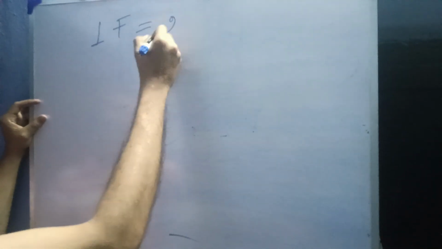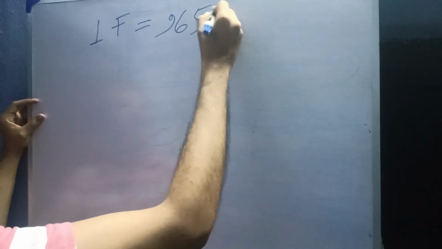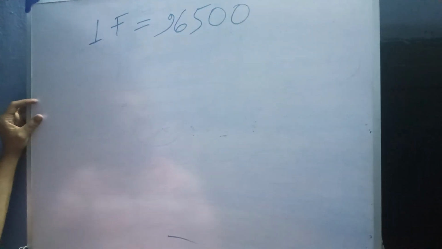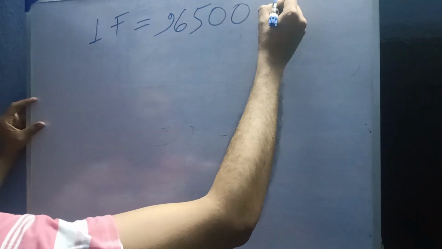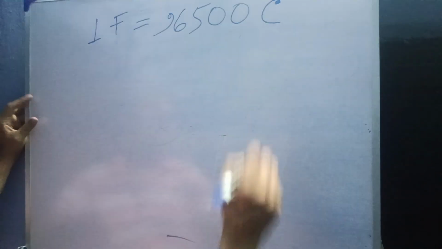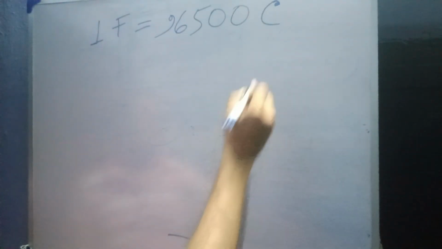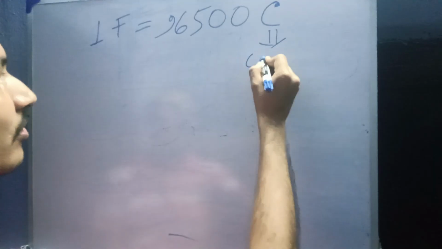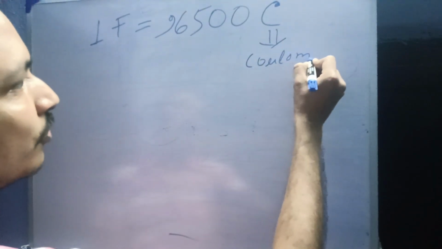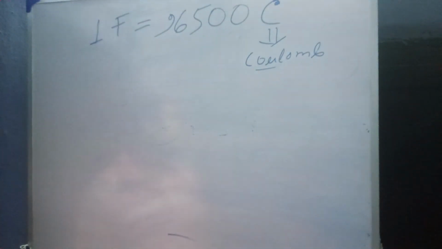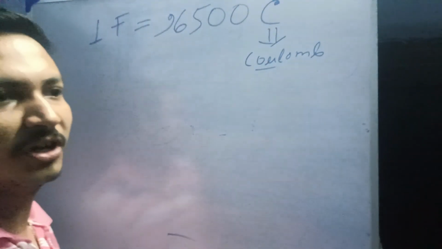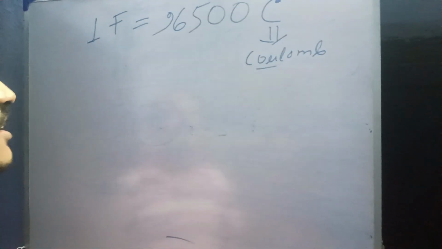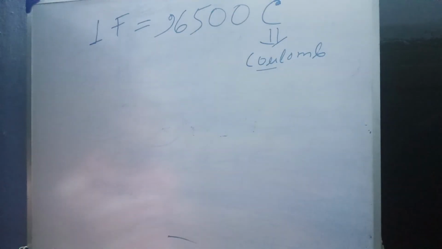Now, also one thing, 1 Faraday is equivalent to 96,500 coulomb. This is represented by C. C is coulomb. Coulomb is the unit of charge, it just measures the number of positive or negative charges. So 1 Faraday is equivalent to this many coulombs.